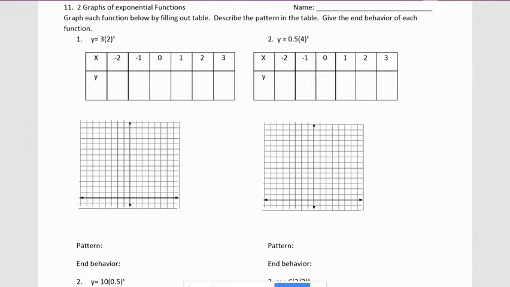All right, so 2 to the negative 2 is 1/4. And then 1/4 times 3 is 3/4. So that first box should say 3/4.